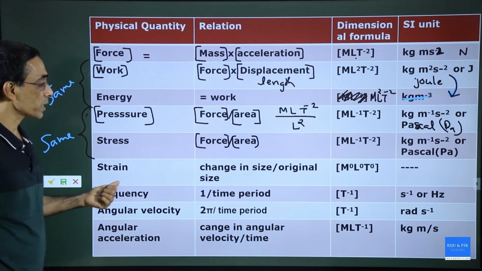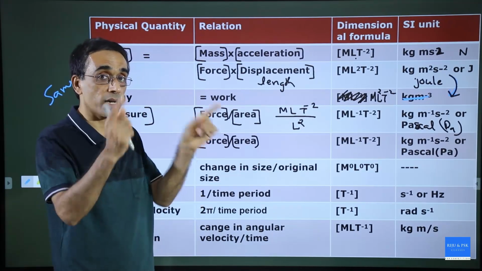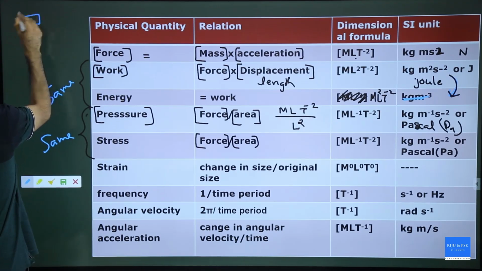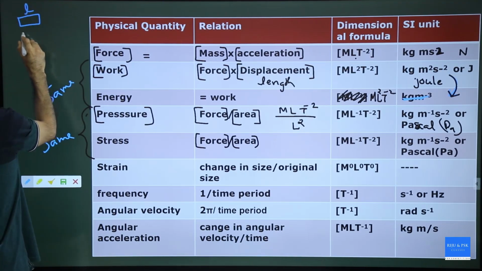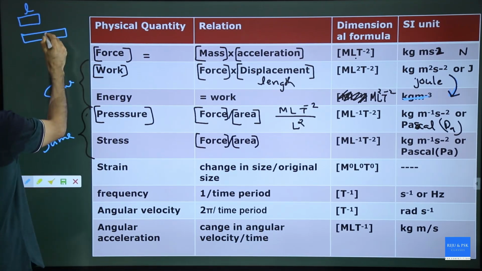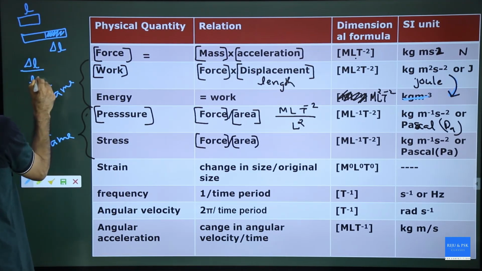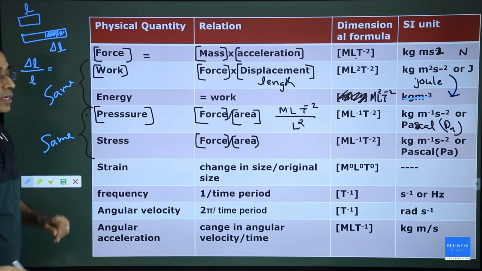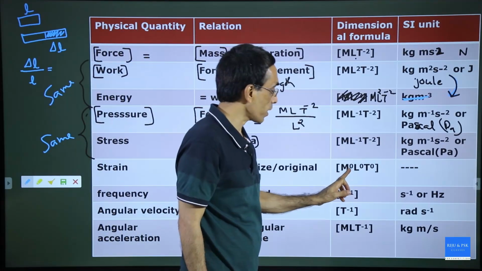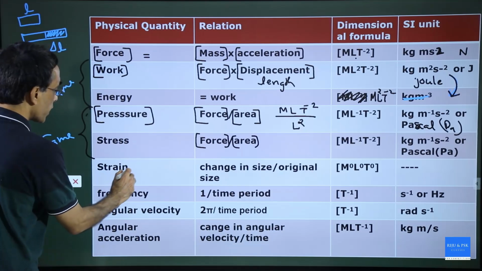Strain is another quantity that you will study. You may not understand strain yet. Change in size by original size, change in length by original length. I can briefly explain. Suppose that there is a wire of length L. You pull it to change the length. This is called the change in the length, the extension produced. If you divide that extra length by original length, this is what we call strain. So length by length, it has got no dimensional formula, M0 L0 T0, just like angle, and it has got no unit. So this is dimensionless.